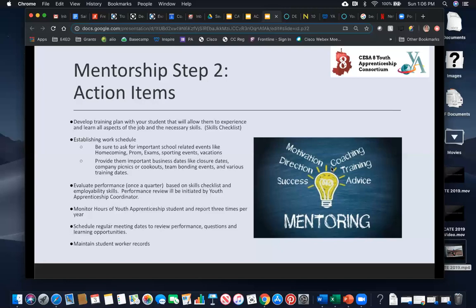You should schedule regular meeting dates to review performance questions and learning opportunities. So certainly don't wait for the 3 meetings that we're having as a youth apprenticeship consortium. Feel free to schedule much more regular meetings with your student before that time. And then maintain student worker records.